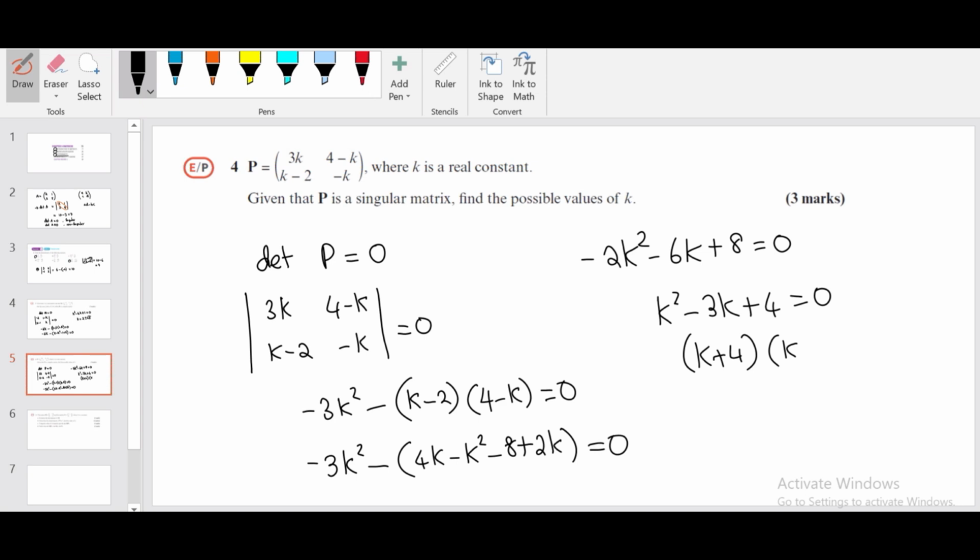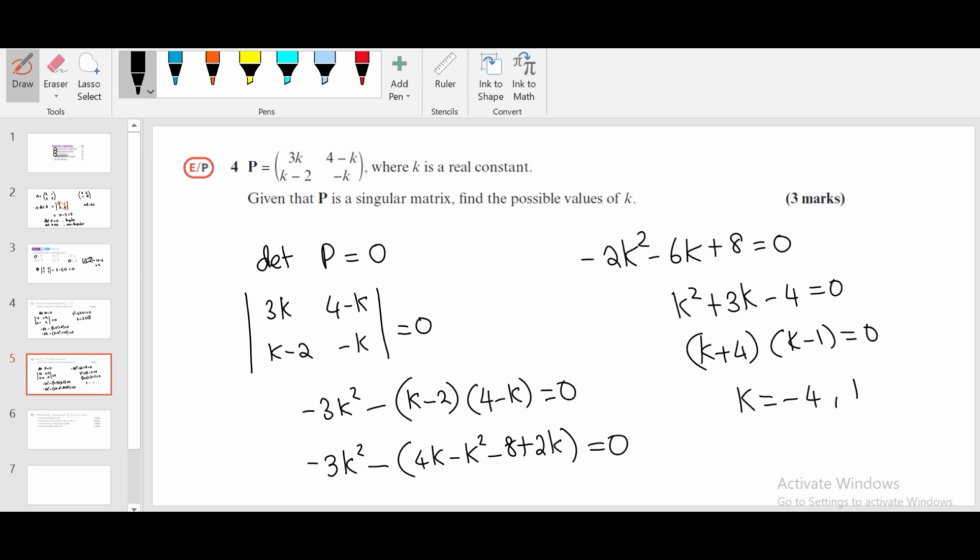Sorry, I made a mistake here. I'm dividing through it by minus 2. So k square plus 3k minus 4 is 0. So it's k plus 4 times k minus 1 is 0. So the value of k is negative 4 or 1.